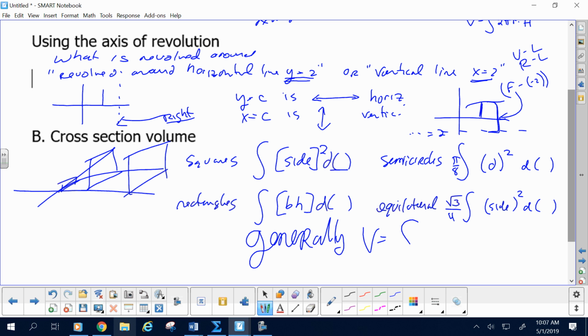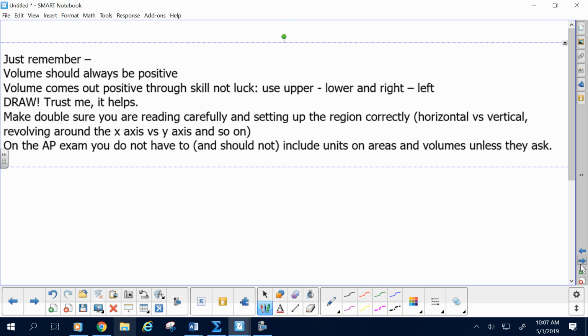But most generally, if you're going to memorize this, the volume is the cross-sectional area times the height. That's the big deal. Okay. All these are just variations of area of the base: area of a square, area of a rectangle, area of a circle, semicircle, cha-cha-cha. Okay? Just remember, volume should always be positive. If it doesn't come out positive, you did something wrong. Volume comes out positive through skill, not luck.